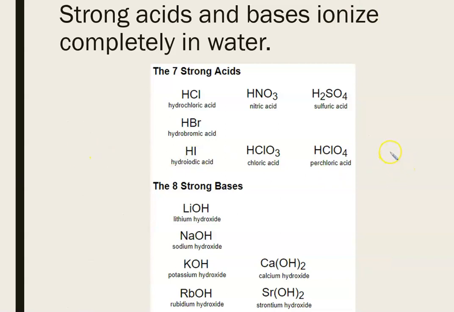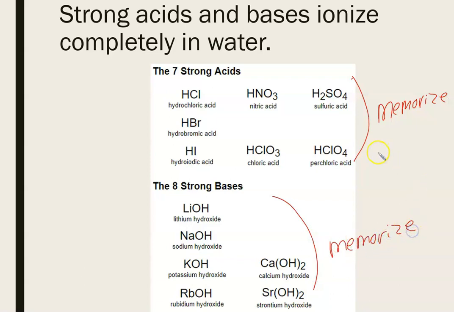I do also want you to know there are 7 strong acids and technically there are 8 strong bases, and I would like you to memorize these. So memorize these and memorize these. So hydrochloric, hydrobromic, hydroiodic, nitric, chloric, sulfuric, and perchloric are strong acids.